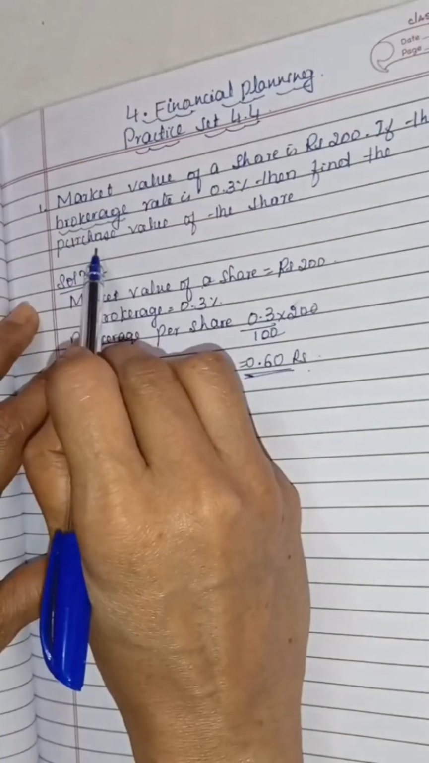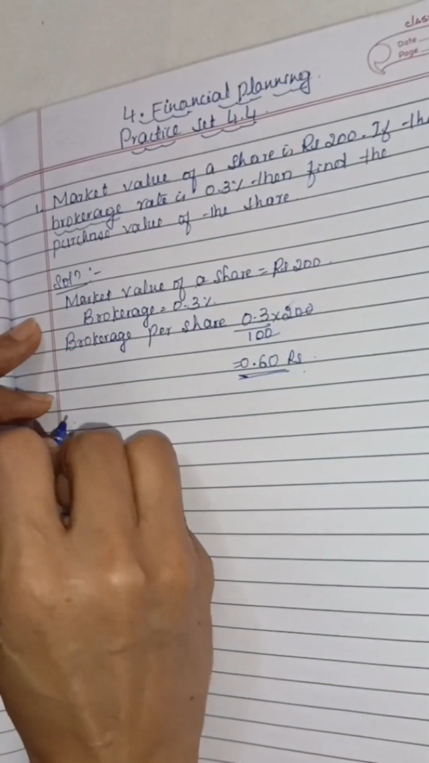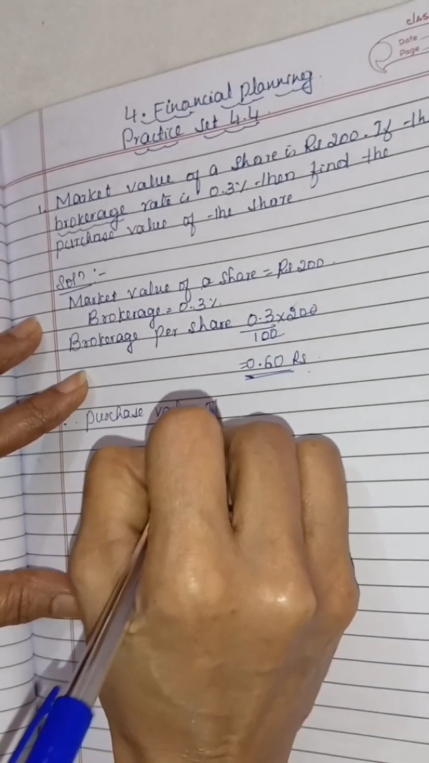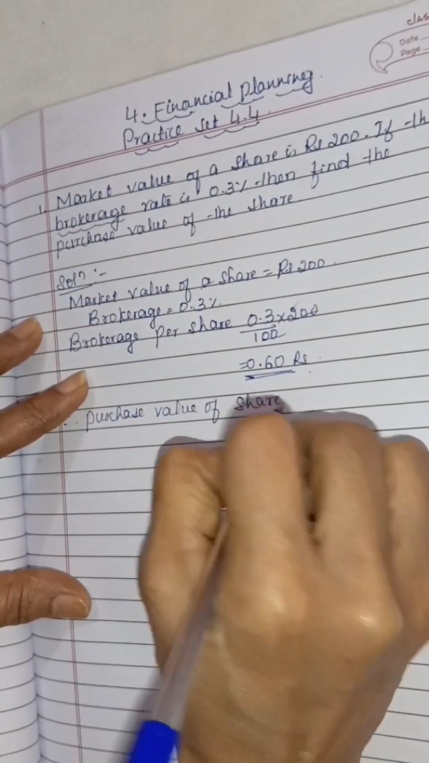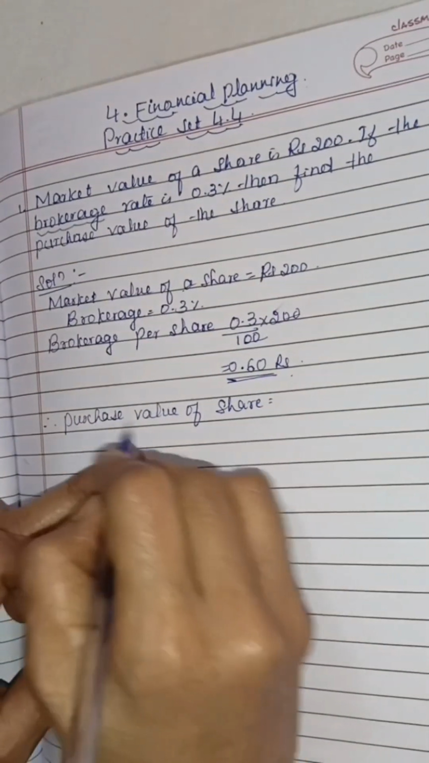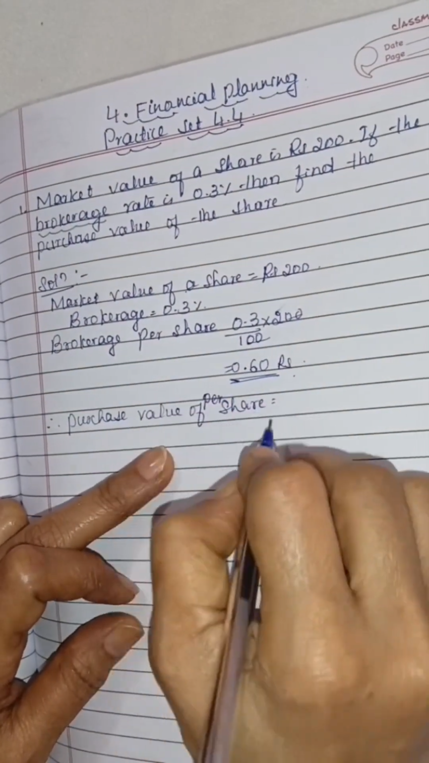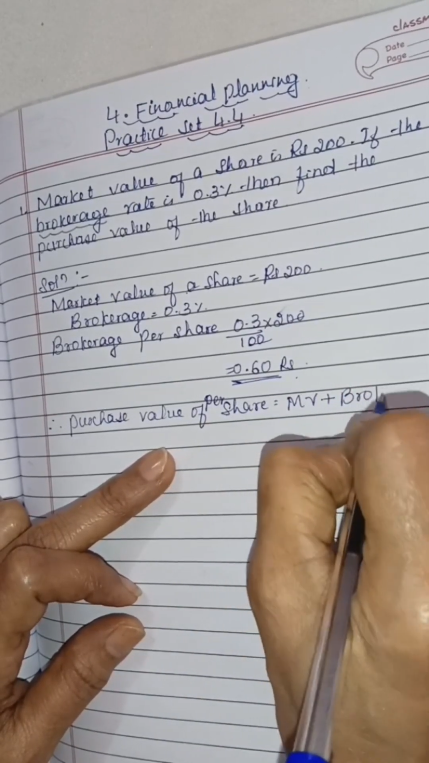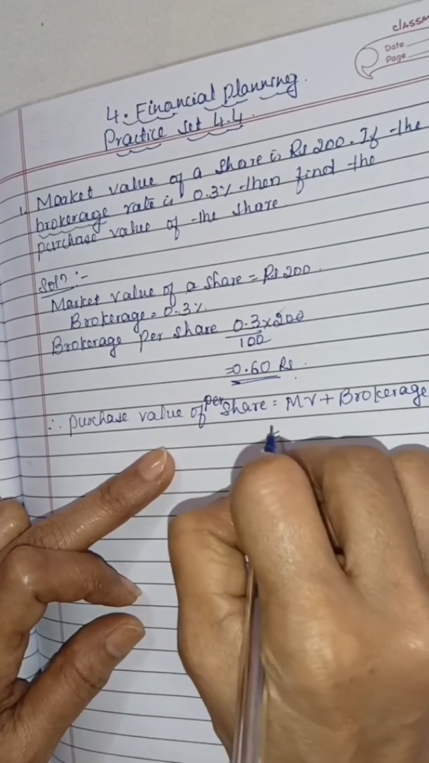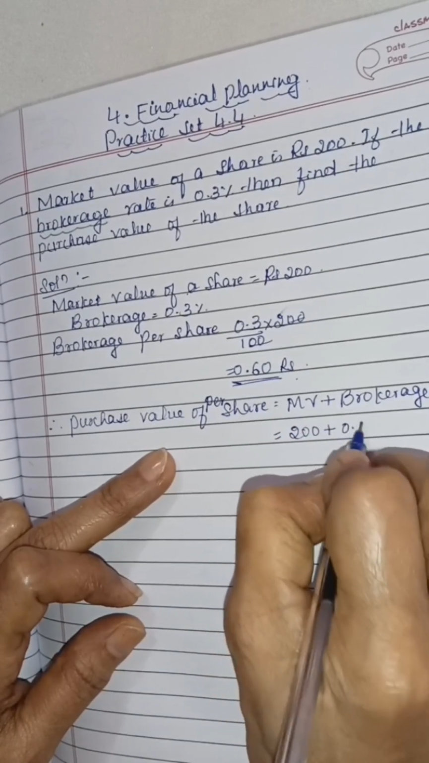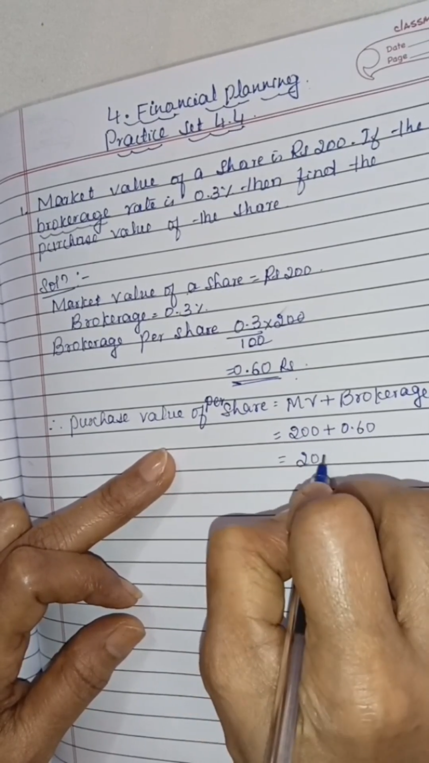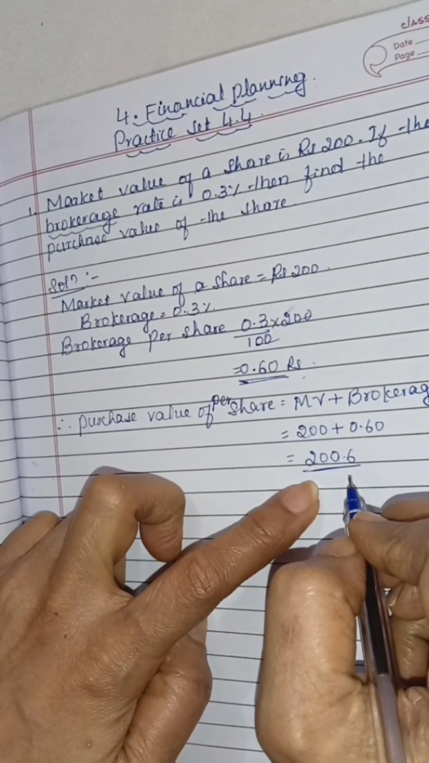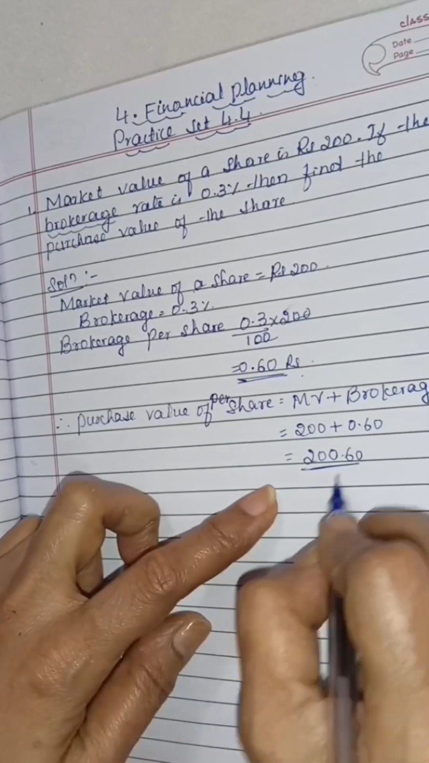Now we have to find the purchase value of the share. Therefore, the purchase value for one share is market value plus brokerage. The market value here is 200 plus 0.60 rupees, that is 200 rupees 60 paise.